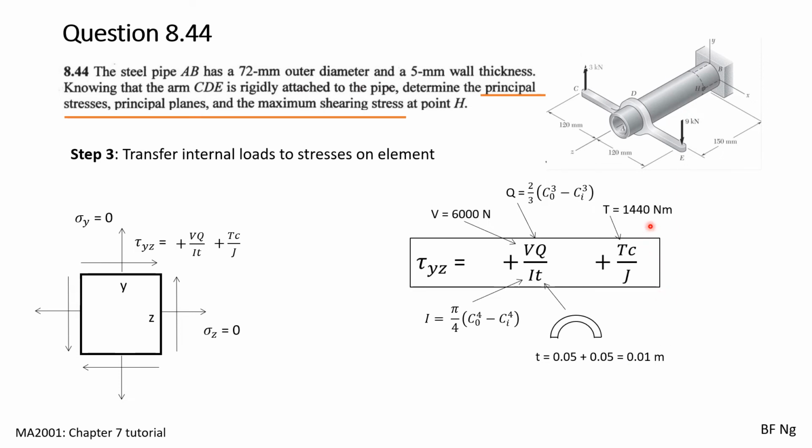T here is 1440 Newton meters as we obtained before. c is the outer radius because the element lies on the outer radius. J is the polar moment of inertia for the hollow section. Putting in all the known values for tau xy or tau yz, we obtain tau yz equals 55 megapascal.